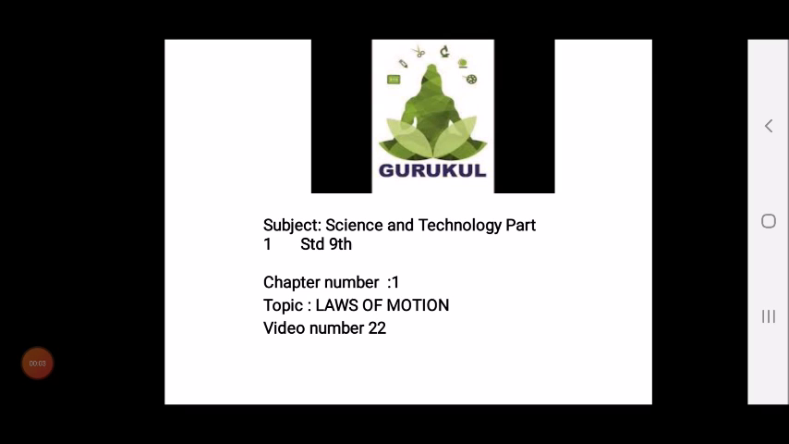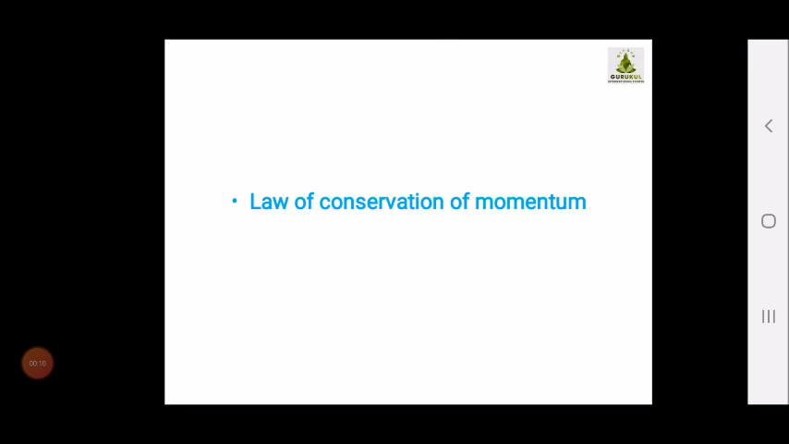Children, today we are going to study the next concept of your first chapter, laws of motion. We have to study today about the law of conservation of momentum. Now this may be something new to you.